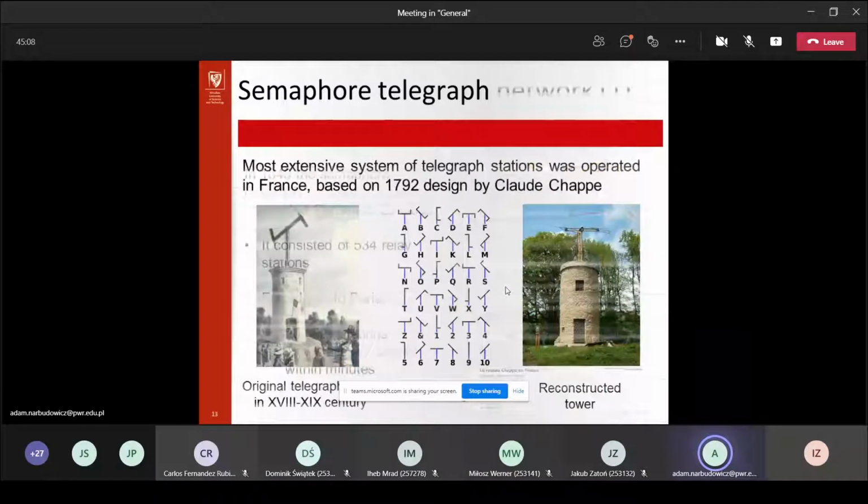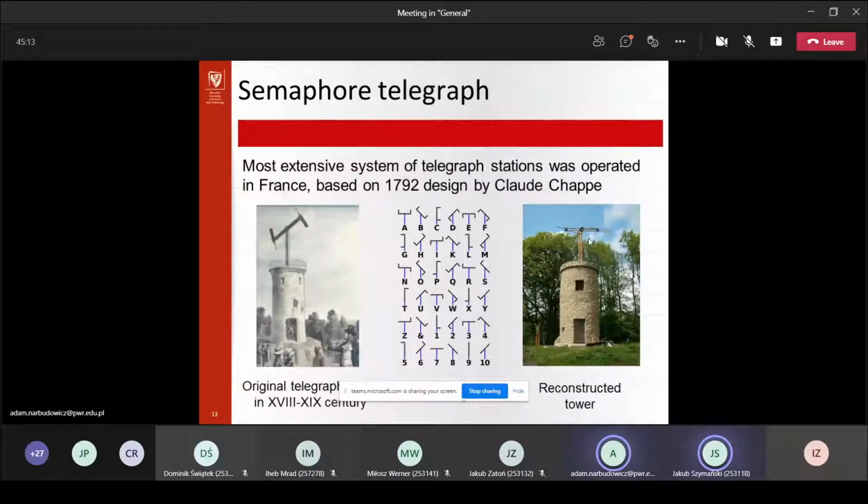Yes. I have a question about this alphabet. Why would there be a 10 but not a 0?